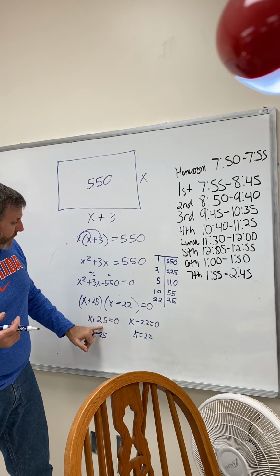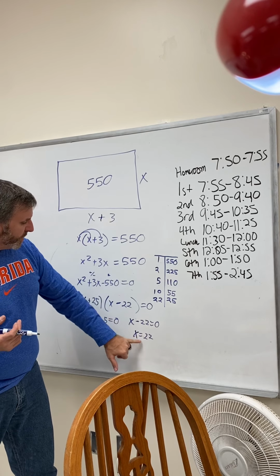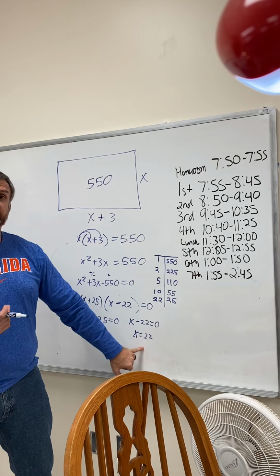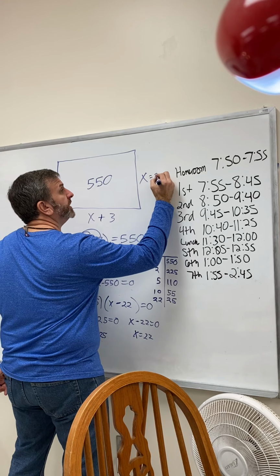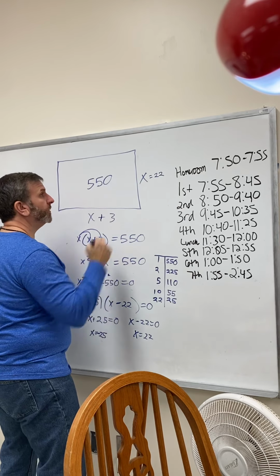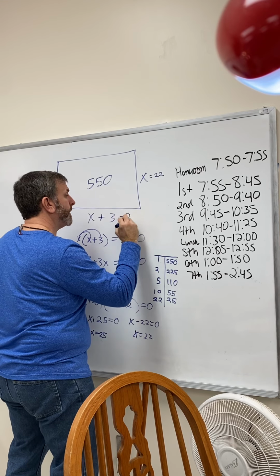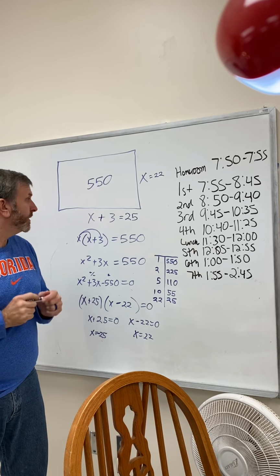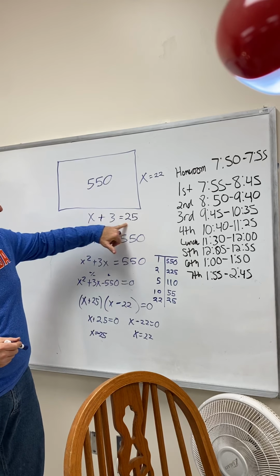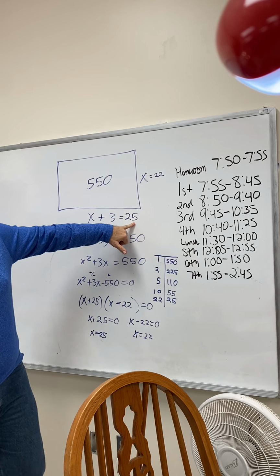So if I take x minus 22 over here, I get a positive, so I know this must be x, so my width must be 22. Well, if my width is 22 and this is 3 more, that's going to make that 25. Since they're looking for the length, I'm going for the longer one, and so my answer is 25.